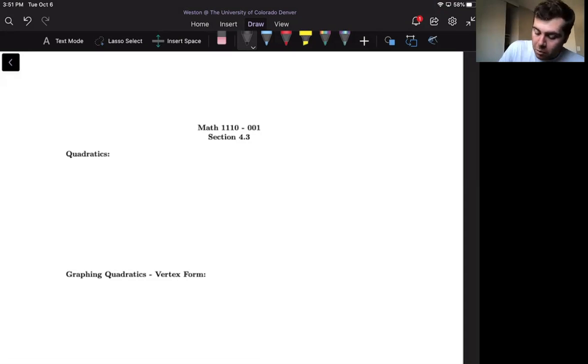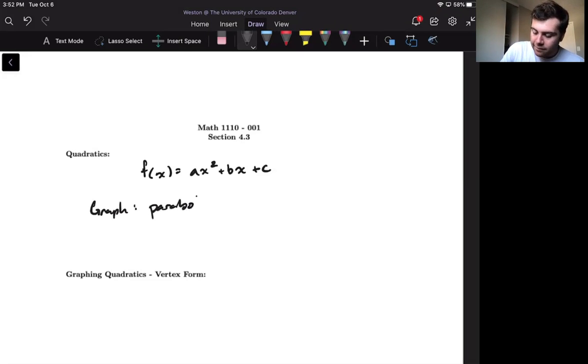So I think we all know what a quadratic is. It's a function that looks like f of x equals ax squared plus bx plus c, and a, b, and c are just numbers of the problem's choosing. And when we graph them, we get parabolas, and usually there's some line of symmetry.